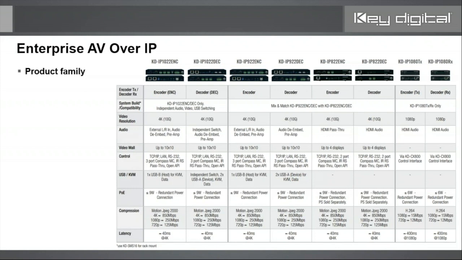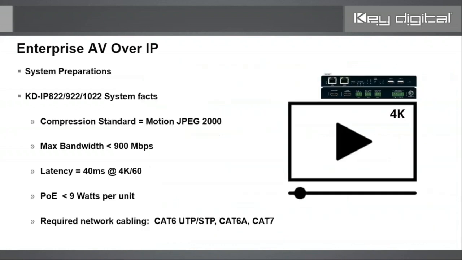We do have a 1080p system that's on the far right, the last two columns of this table. We're not going to talk a lot about that product today. We're going to focus on the 4K product, beginning with the IP 822 and 922 and 1022. So these 4K products are using Motion JPEG 2000 compression.